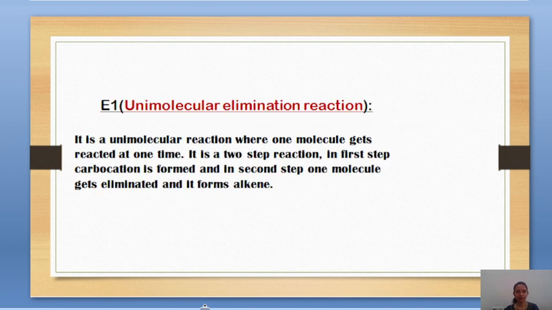The E1 reaction stands for unimolecular elimination reaction, where one molecule reacts at one time, and that is the reason why it is named unimolecular, because one molecule will react at one time. This E1 reaction is basically a two-step mechanism. In the first step we form a carbocation, and in the second step the molecule reacts and forms an alkene. So the product of the E1 elimination reaction is an alkene. Let's check its mechanism for better understanding.